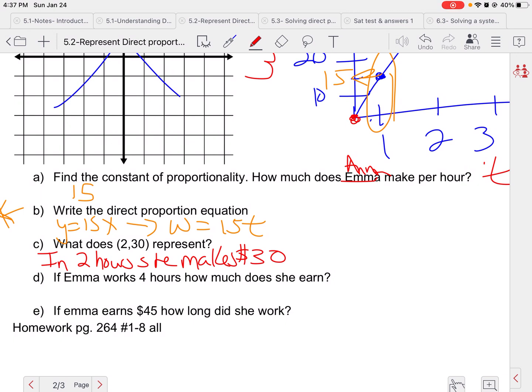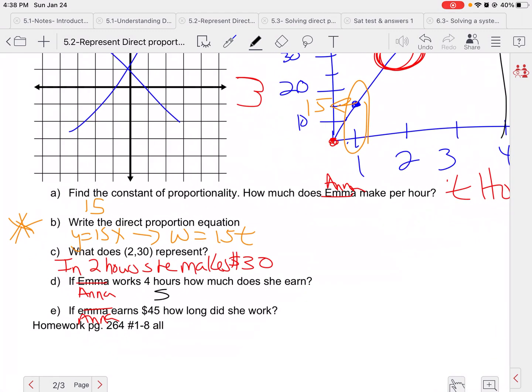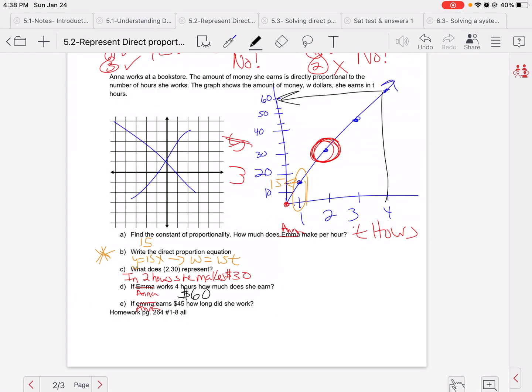Now this one says if Anna, apparently I really screwed up my names that day when I typed these notes. If Anna works for 4 hours, how much is she going to earn? Well, hours is right here. So I'm going to look at 4 hours and go over and say, well, it's 60. She's going to make $60. Or you could have said, well, I know she makes $15 an hour. 15 times 4 is 60. I'm fine with either. You can use the graph to help you find that information, or you can use the equation. Either one works. Okay?